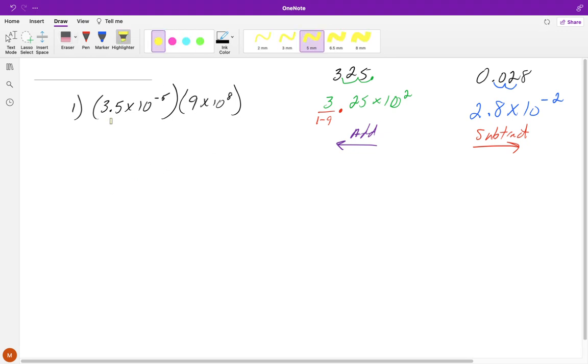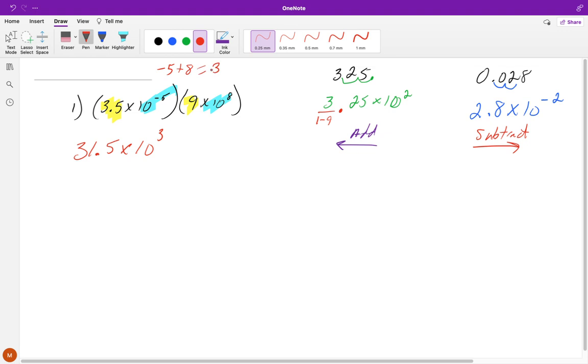We multiply our like parts with our like parts, meaning first we are going to multiply 3.5 times 9, and 3.5 times 9 gives me 31.5. And then we multiply our powers of 10 with each other. So it's 10 to the negative fifth power times 10 to the eighth power. And we know that we add those powers, and that then becomes times 10 to the third power, because negative 5 plus 8 is equal to 3. Not negative 3, if I said negative 3.